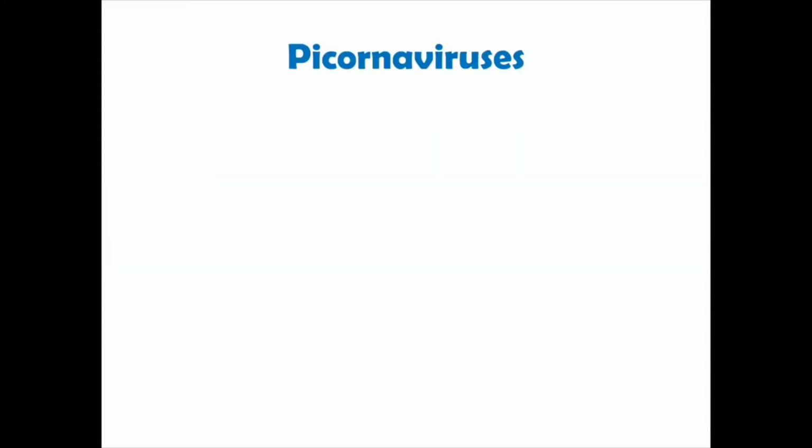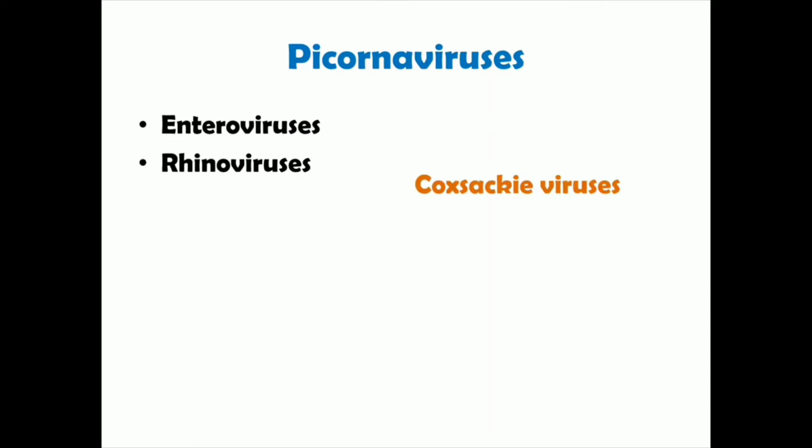This video is about coxsackieviruses. Coxsackieviruses belong to a family known as picornaviruses. There are two main pathogenic genera in picornaviruses, namely enteroviruses and rhinoviruses. Coxsackieviruses come under enteroviruses.